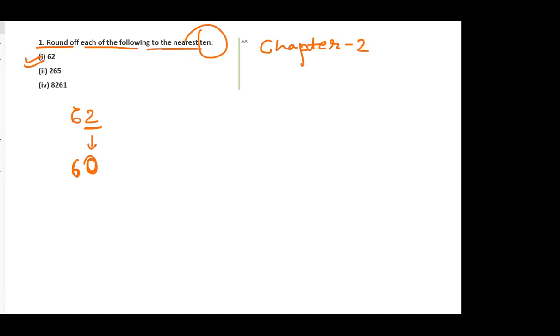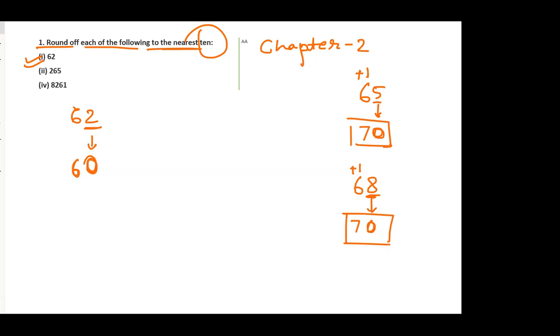Fine. For example, if we want to round off 65 to the nearest 10 and the unit place number is 5, then we make it 0, but we have to add 1 in 6. So it will become 6 plus 1, 7. 70 will be your answer. On the other hand, if you want to round off 68 to the nearest 10, then this number is more than 5. So if the unit place number is more than 5, then also you make it 0, but add 1 in the next number, so it will become 7. So your answer is 70.